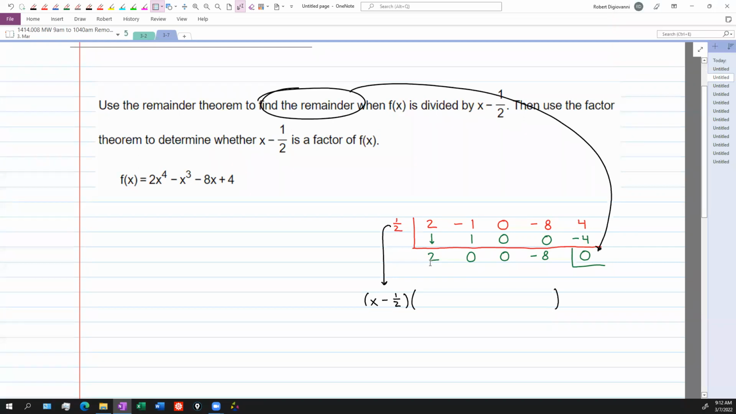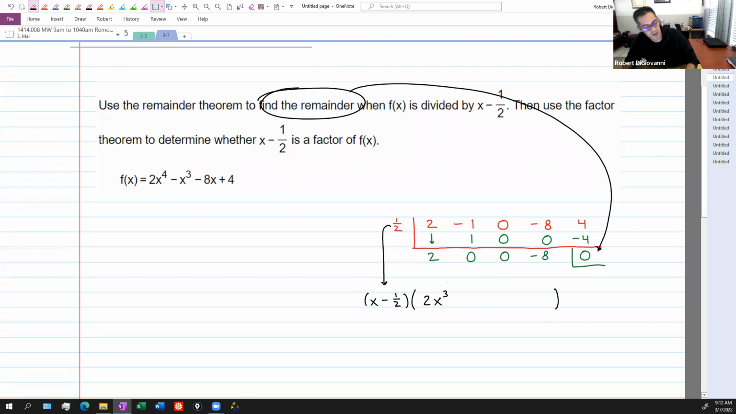Is it going to be 2x cubed? Yep, 2x cubed. And that's because we started out with the power of 4, right? That's what we started with. We divided, and I told you this first number, the power on it will be 1 less than whatever's here. Okay, good. 2x cubed, then nothing, no x squareds, right? No x's, and then finally just -8.